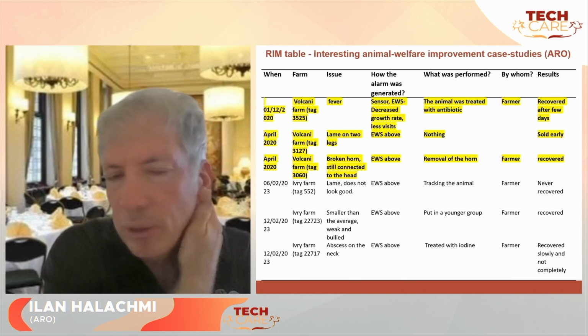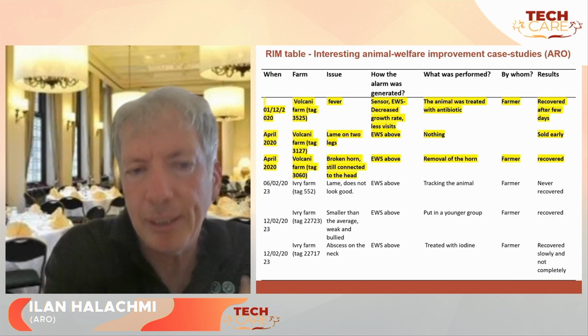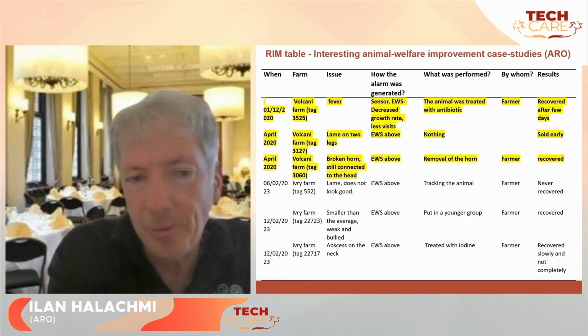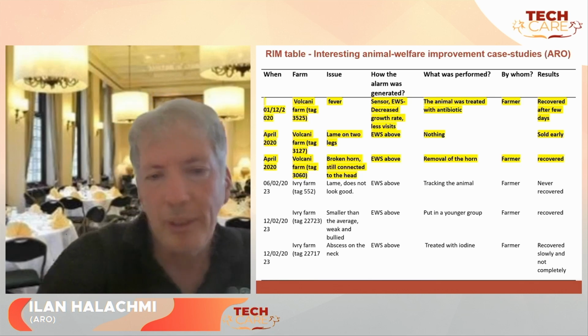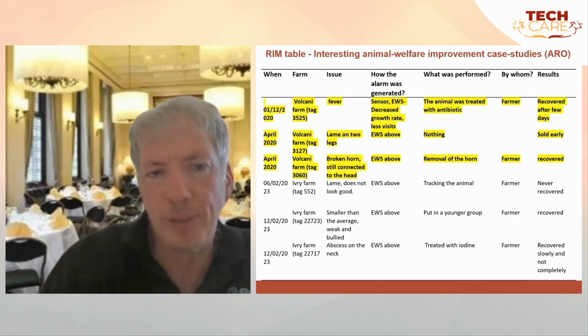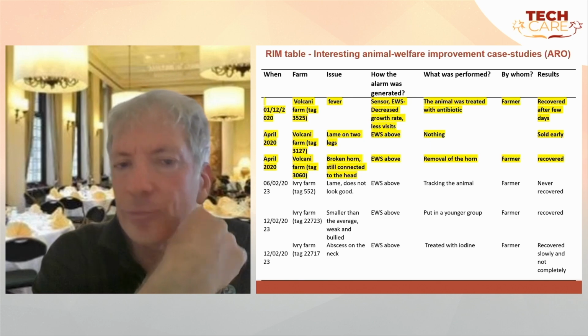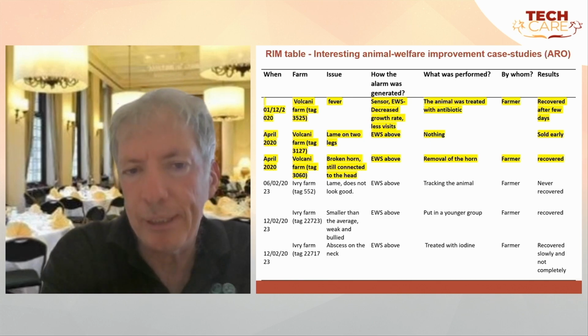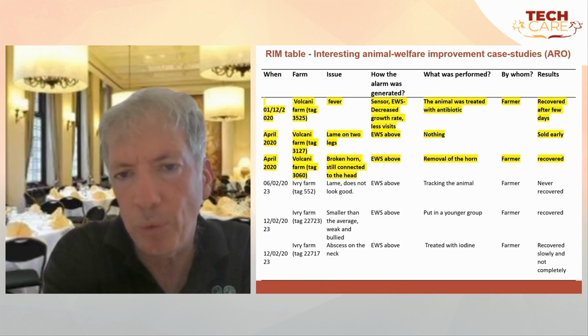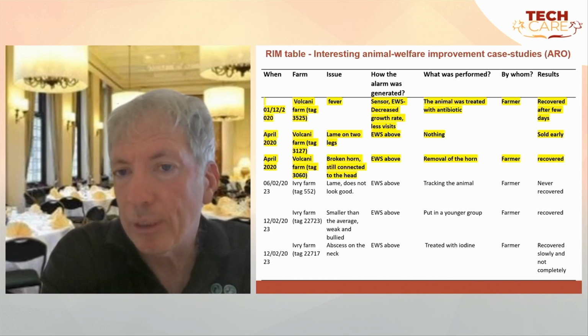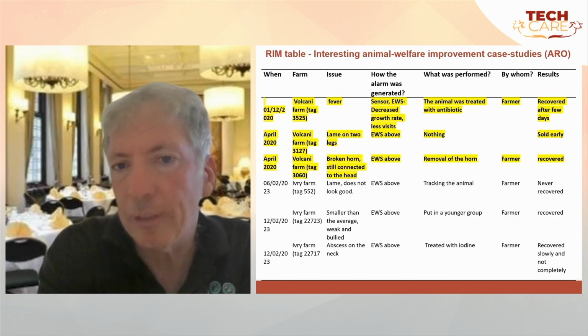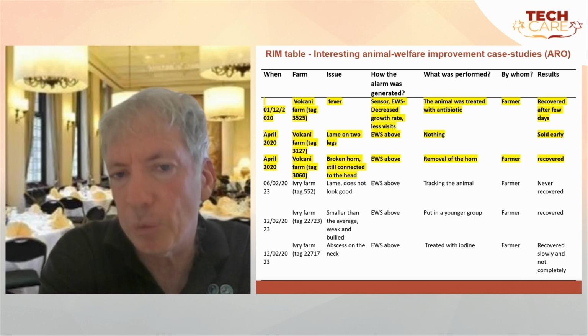We have a long list of cases like this. I selected mainly randomly a few to show you how it works in reality. So let's take the first one. It was detected by the early warning system, the one that I showed you before. The animal was treated with antibiotics. The farmer did this, no vet, and it recovered after a few days.